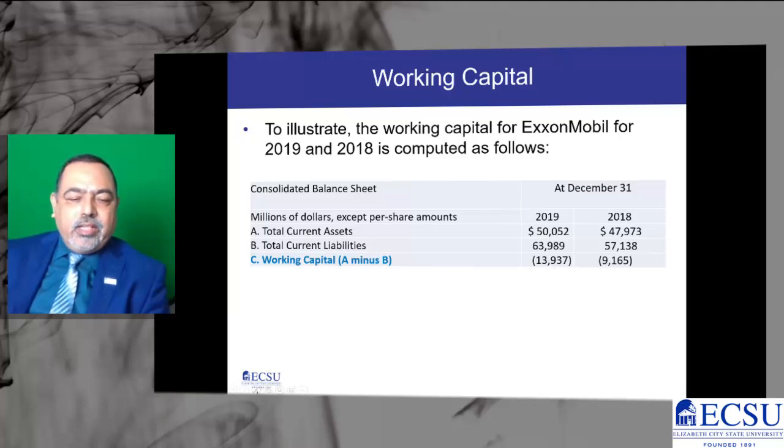As I was saying, that is not a very good position to be in, because if you are in a negative domain, that essentially means you have more liabilities to pay off than you have current assets. So that is something that you may want to revisit. The company wants to take stock of that and try to improve the situation.